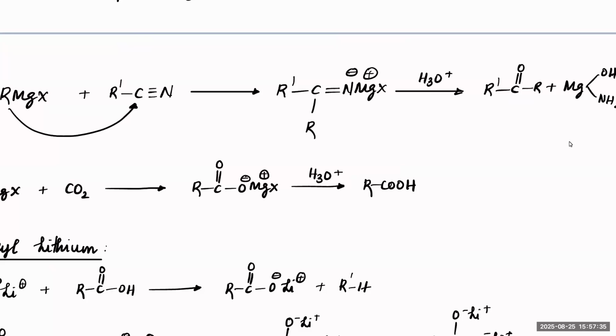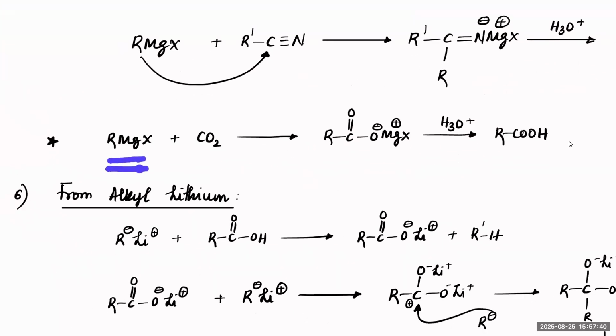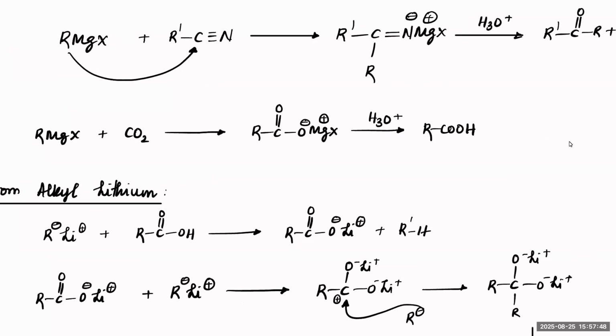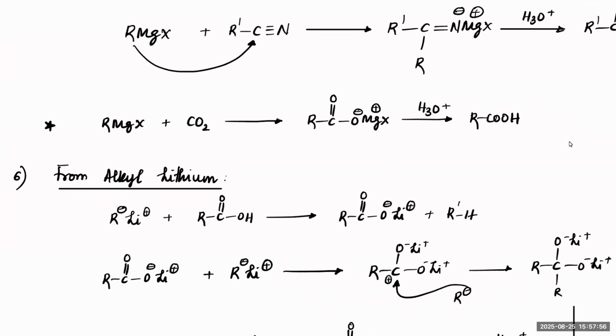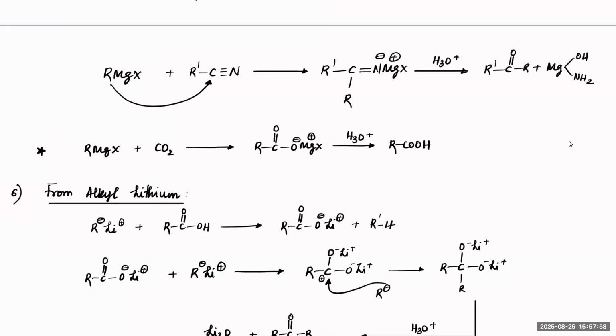ketone. Next, if RMgX is reacted with carbon dioxide, it will become RCOO minus and it will lead to acid. From acids again you can reduce this to aldehydes, but this reaction is not for that. I have generally given you the typical reactions of RMgX.